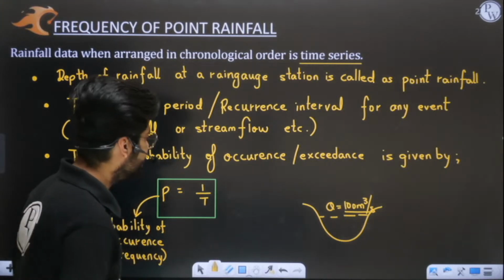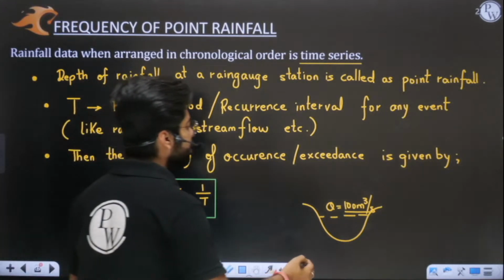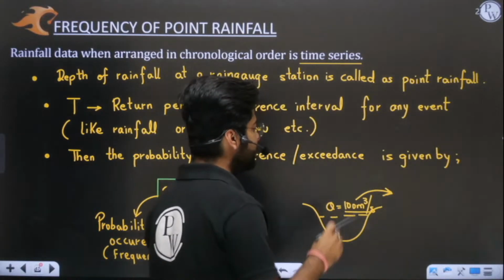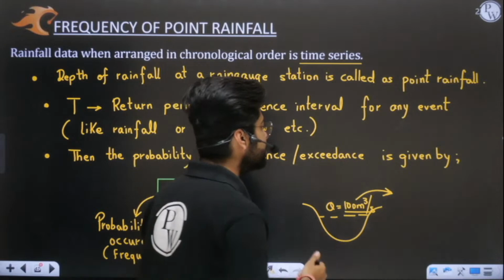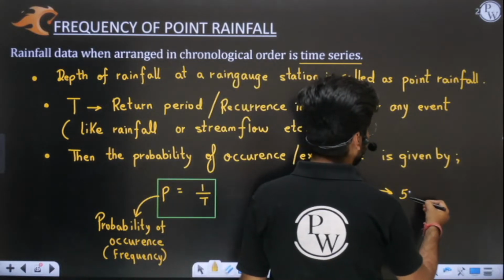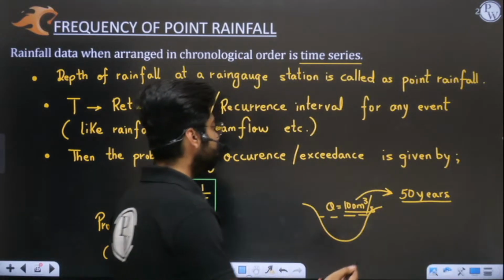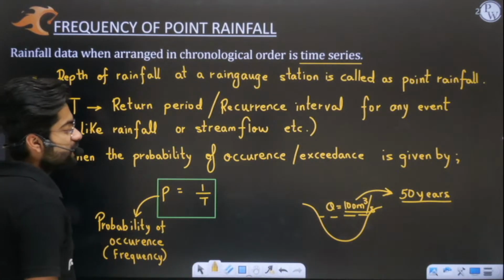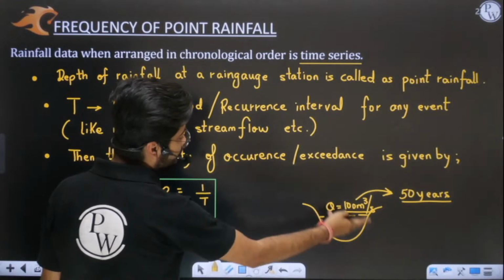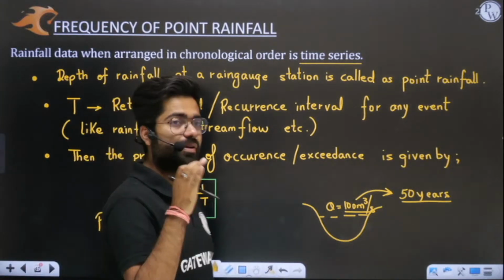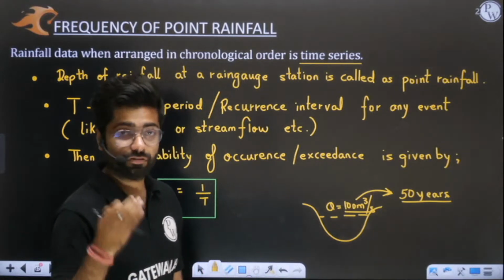We are interested in finding the probability. Let us say this 100 meter cube per second flood occurs once in 50 years. Basically it occurs once in 50 years, we are assuming that. So can you tell me what will be the probability for this flow to happen? This kind of flow is generally experienced by the river once in 50 years. So what will the probability be?